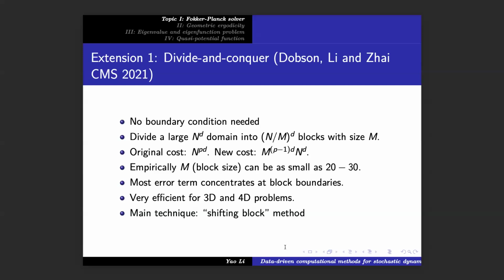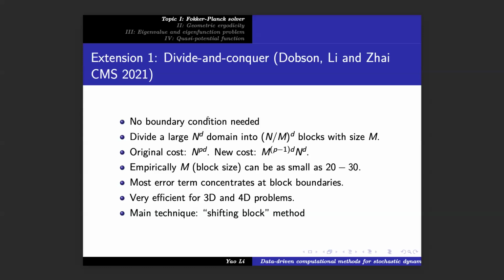And also you can see that the error term concentrates at the block boundaries. So it works very well for 3D and 4D problems. So that's how I get this steady state distribution of the Rossler oscillator. But here, the main technique we developed in this paper is this shifting block method. Why? Because if you do it naively, then you will see that I push all the errors to the boundary of blocks, which means on the interface it looks really ugly. And how can you eliminate those interfaces?